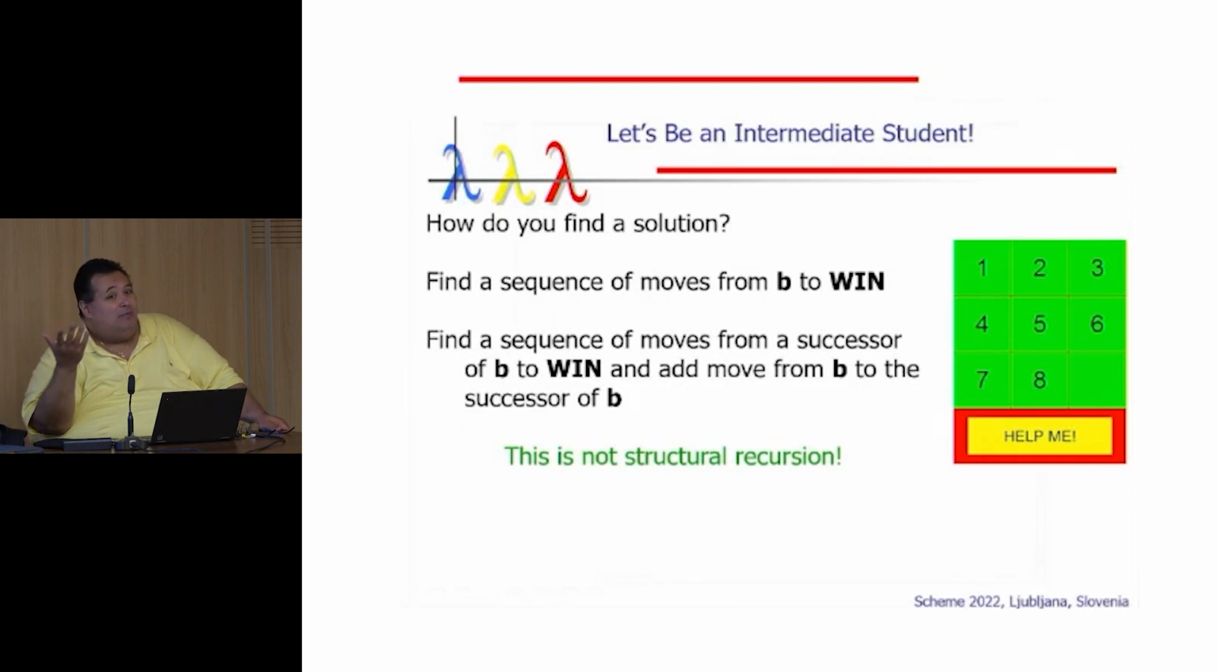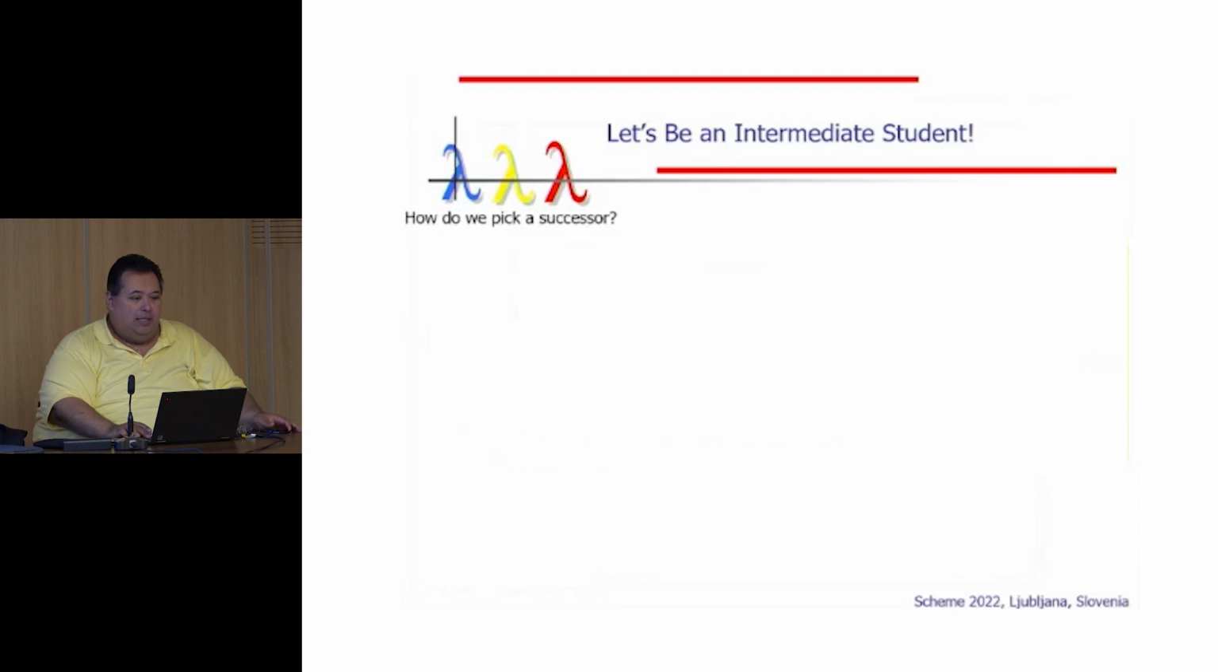But now they've discovered something, right? This is no longer structural recursion. This is generative recursion, because the new board, the successor of your input, is not part of the structure of the input board, right? So now this motivates the study of generative recursion. And so we'll go away, and we'll study generative recursion. And then we come back to the question, how do you pick a successor?